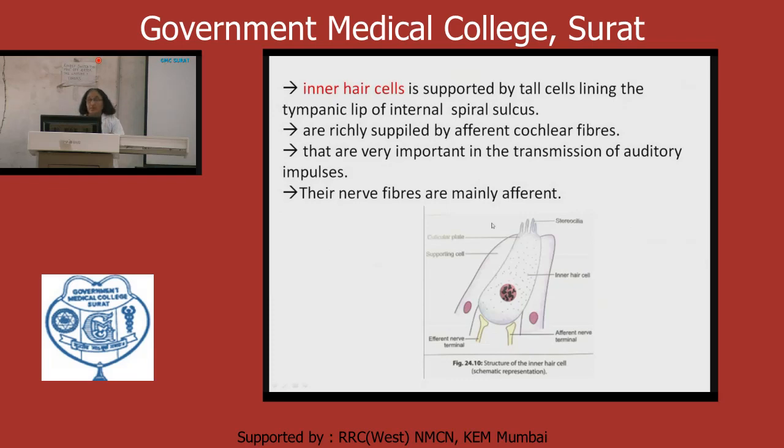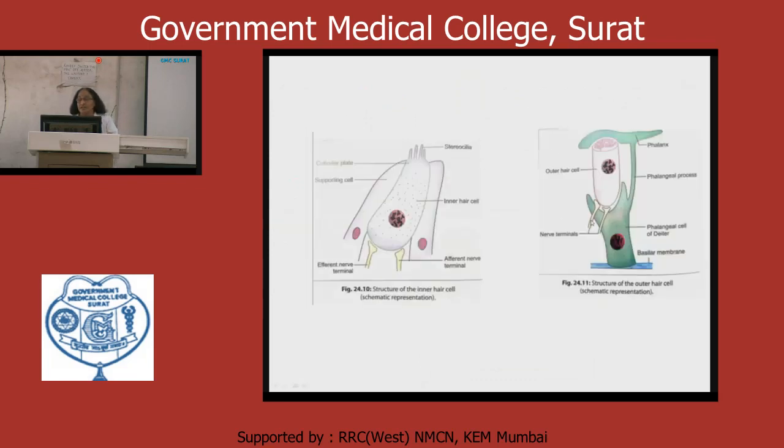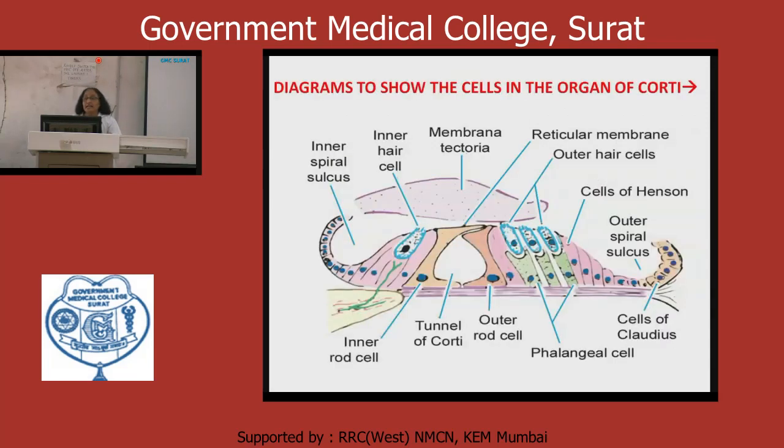Now the outer hair cells do not lie directly on the basilar membrane but are supported by the phalangeal cells of Deiters, as we have discussed. Now you can see the figure showing the basilar membrane, the phalangeal cells of Deiters, and the outer hair cells. This diagram shows the cells in the organ of Corti. Here you can see the membrana tectoria, the gelatinous membrane called the membrana tectoria.